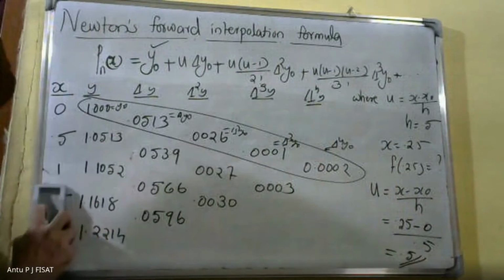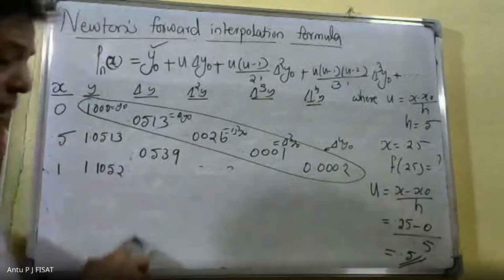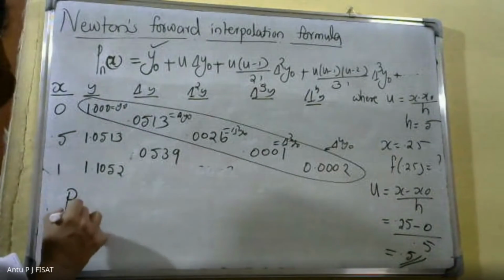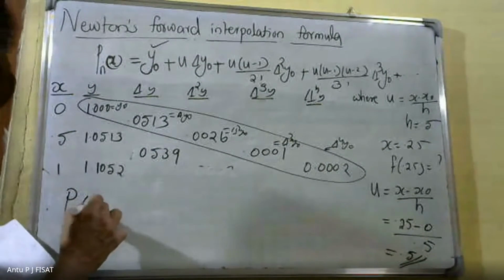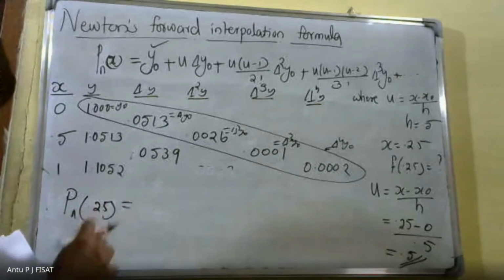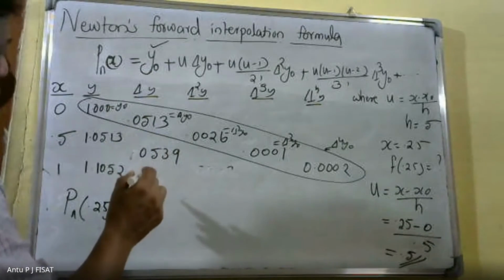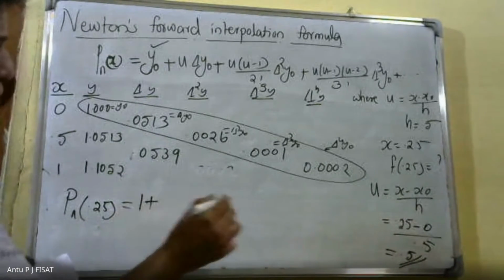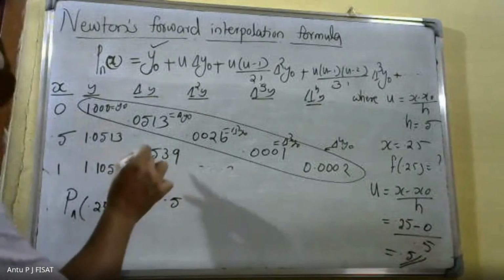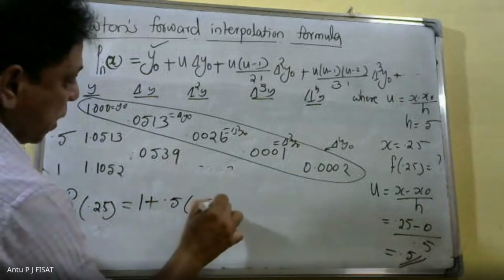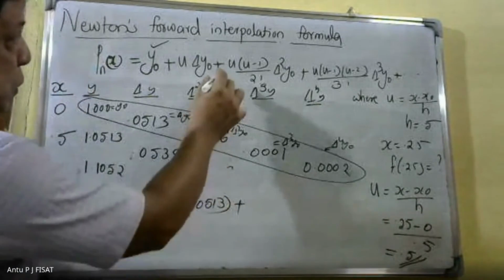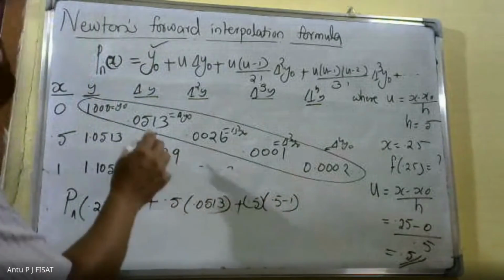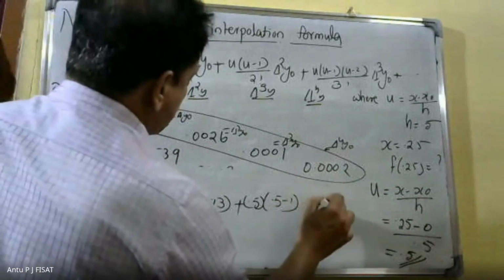This is the table. In the table, P n of x, that is, P n value at x is equal to 0.25, is equal to y naught, which is 1, plus u is equal to 0.5, delta y naught is equal to 0.0513, plus u into u minus 1, that is 0.5 into 0.5 minus 1, delta square y naught is equal to 0.0026.